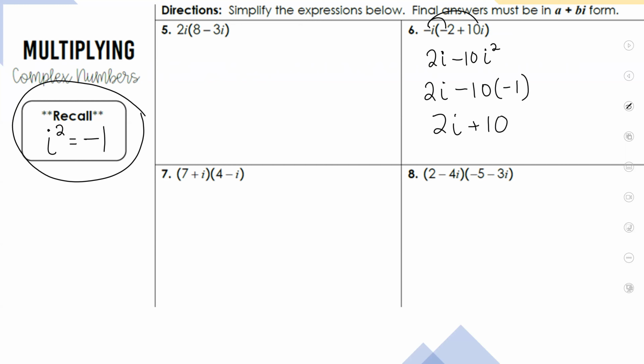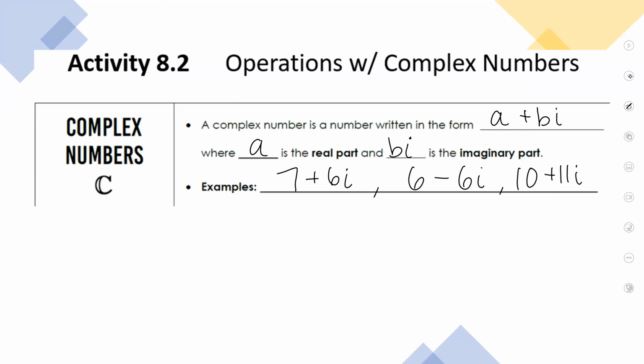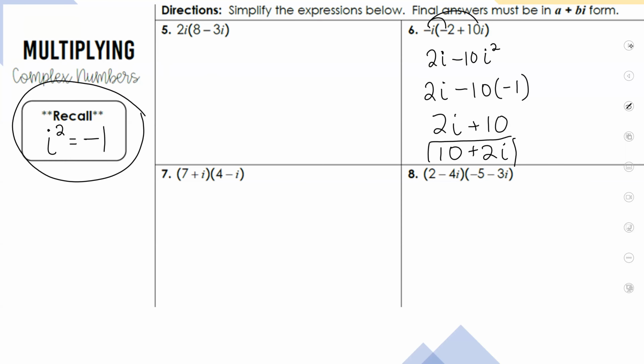And you can just keep it like that. The correct format would be to put the real number in front and the imaginary part last. But your answer is still correct if you left it like that. So that would be your answer, 10 plus 2i. So if you remember from our notes, we always put the real part first and the imaginary part second. Okay, this is the format.